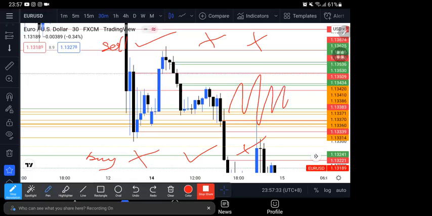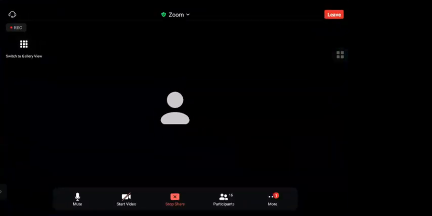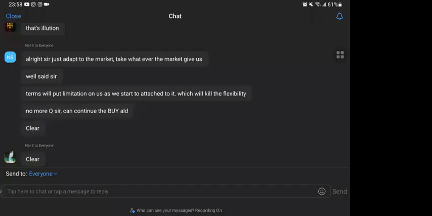Benda ni simple je. Kalau sell ada momentum, maka buy takkan jadilah. Dia akan break lah buy. Kalau buy ada momentum, sell tak ada momentum, dia akan break lah sell. Tapi kalau dua-dua tak ada momentum, dia akan jadi sideways. Dan kalau dua-dua ada momentum pun, dia akan jadi sideways. So dia sama-sama kuat lah. So untuk part ni korang clear tak? Okay, everything is clear.